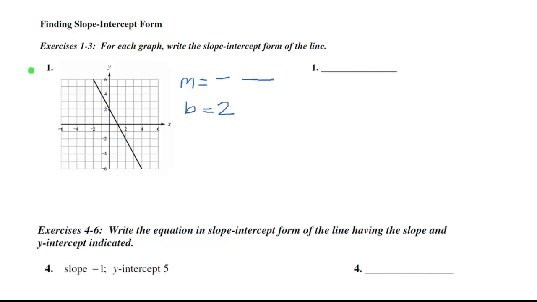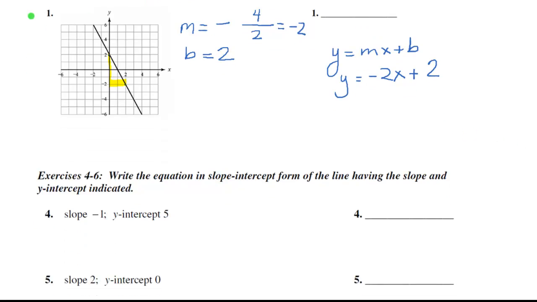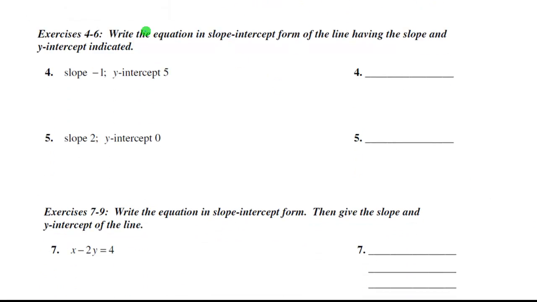And now we're going to pick 2 points, two nice points, I like to call them, on the line. We're going to count the rise and the run and then that way we'll have the slope. So I've marked them here in yellow, and you can see that we're going to go down 4 and right 2. So our slope is -2 when we simplify. So our slope-intercept form, it's y equals mx plus b, and now we're going to substitute our m, which is -2, and our b, which is +2. So y equals -2x plus 2 is the equation of the line in the graph.